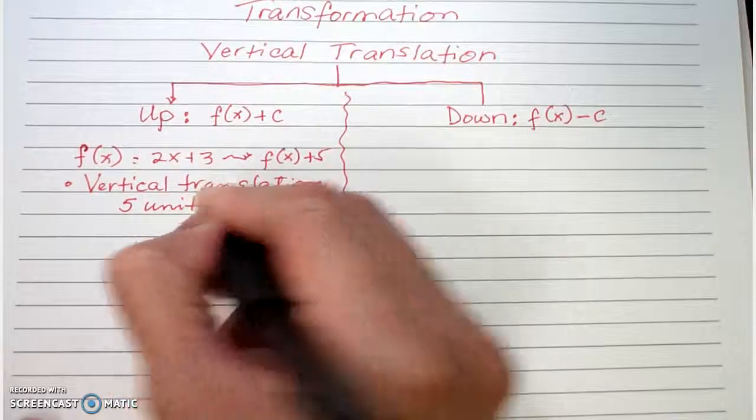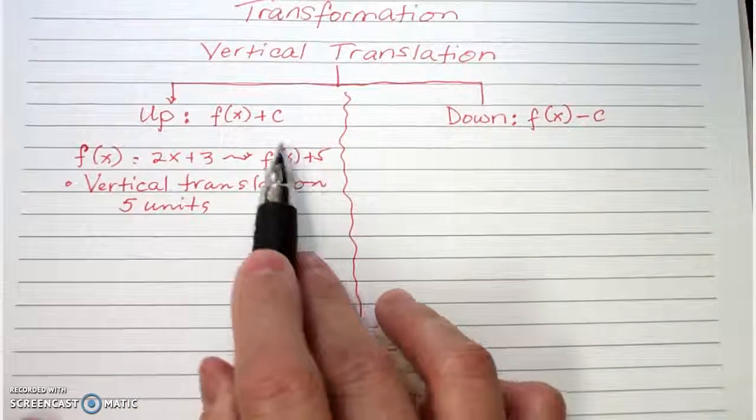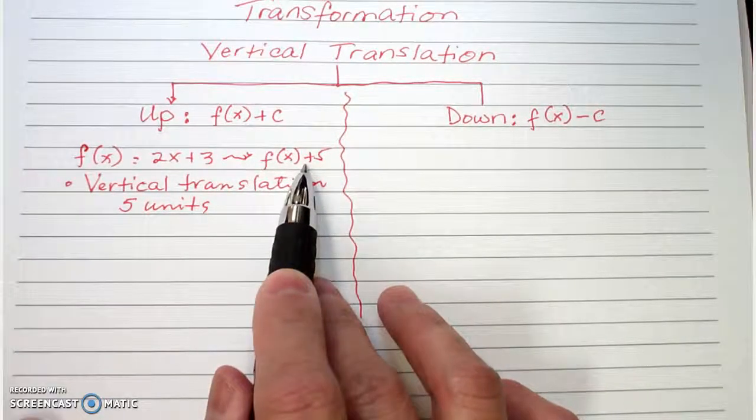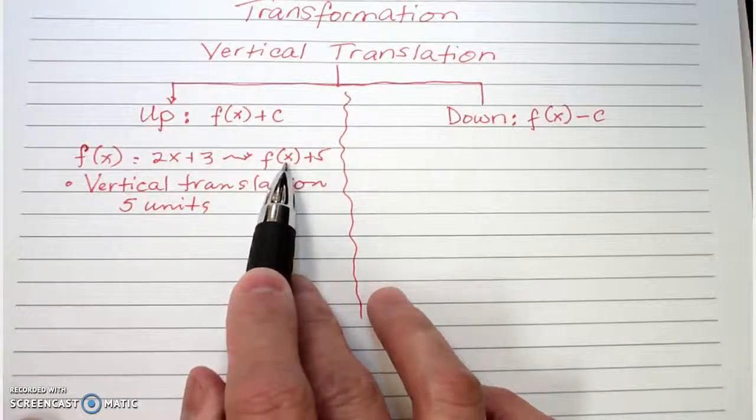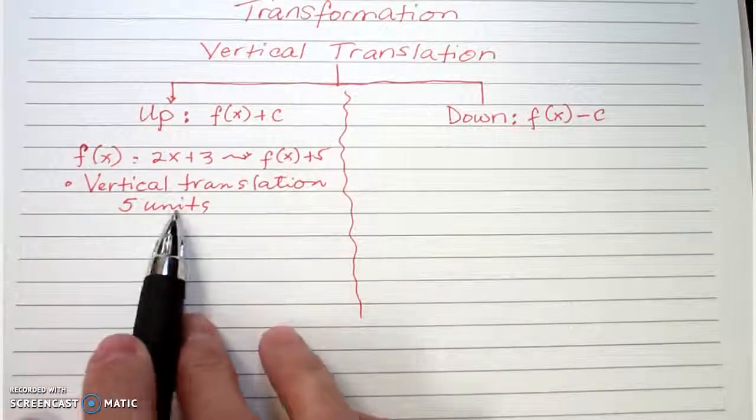And let's again review why it's vertical. It's vertical because you are adding outside of the parentheses. So anything that happens outside the parentheses affects the vertical axis or the y values. Anything that happens inside the parentheses affects the horizontal values or the x values. So this is a vertical translation 5 units up.